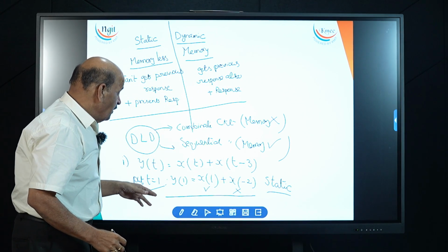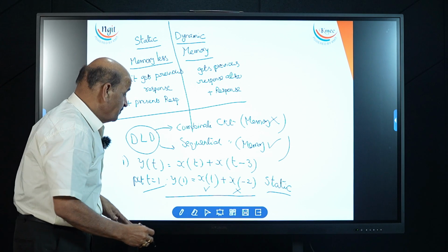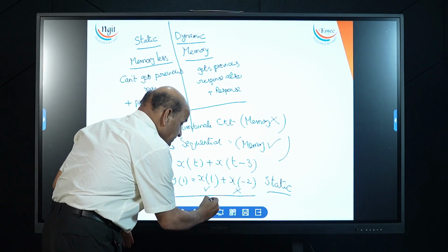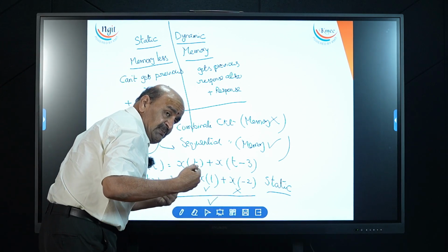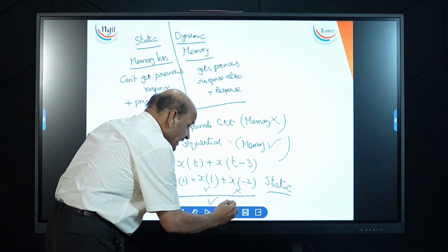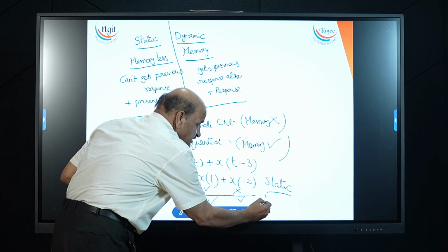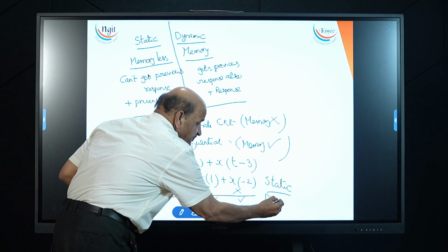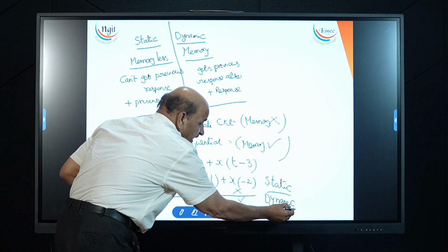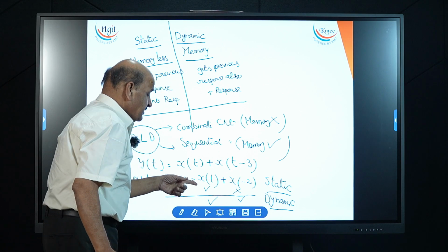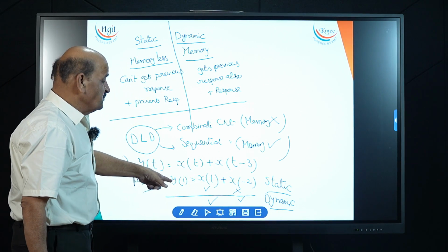If the system is capable of responding to the present value but also to the previous values, then this system is called a dynamic system. Now just look at the difference between these two.